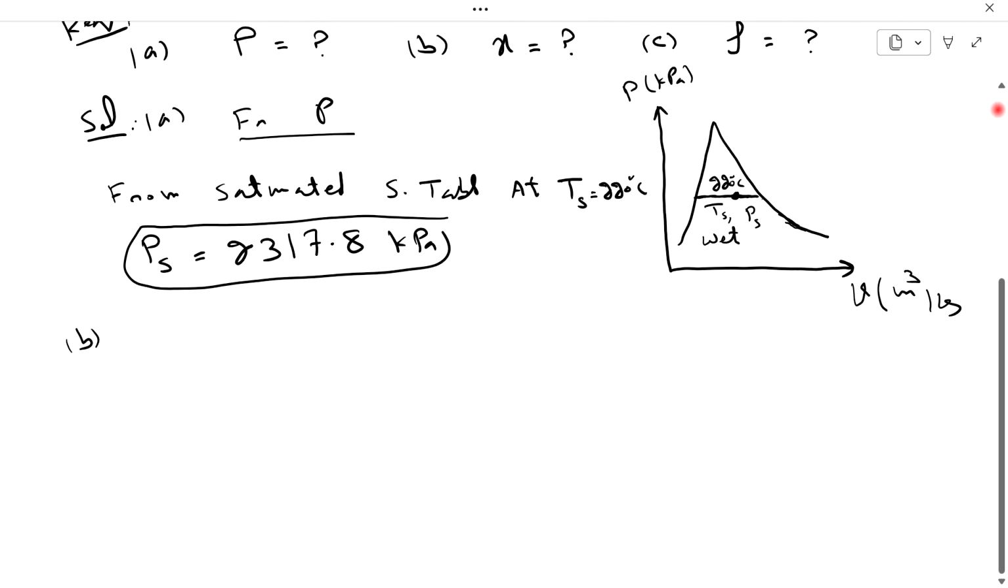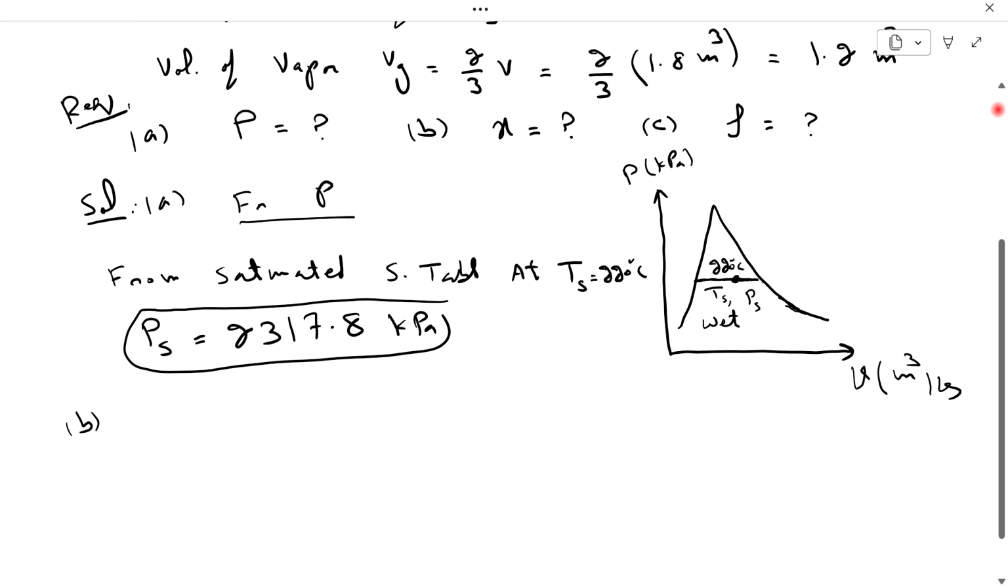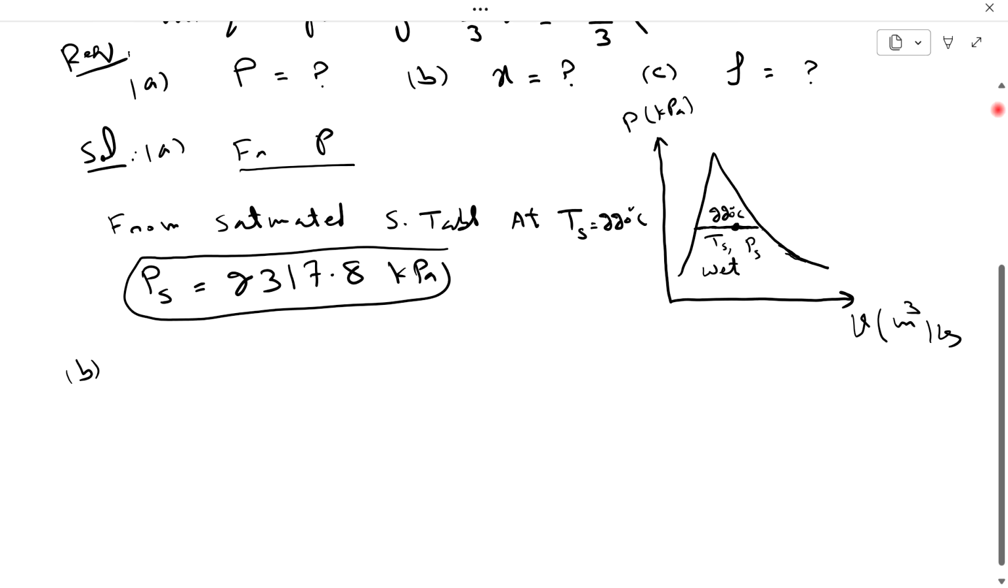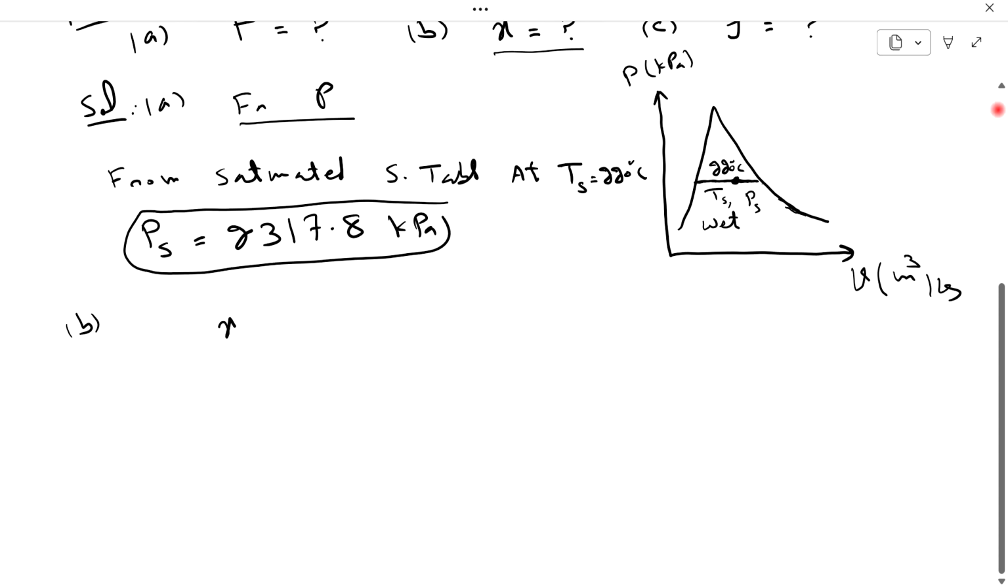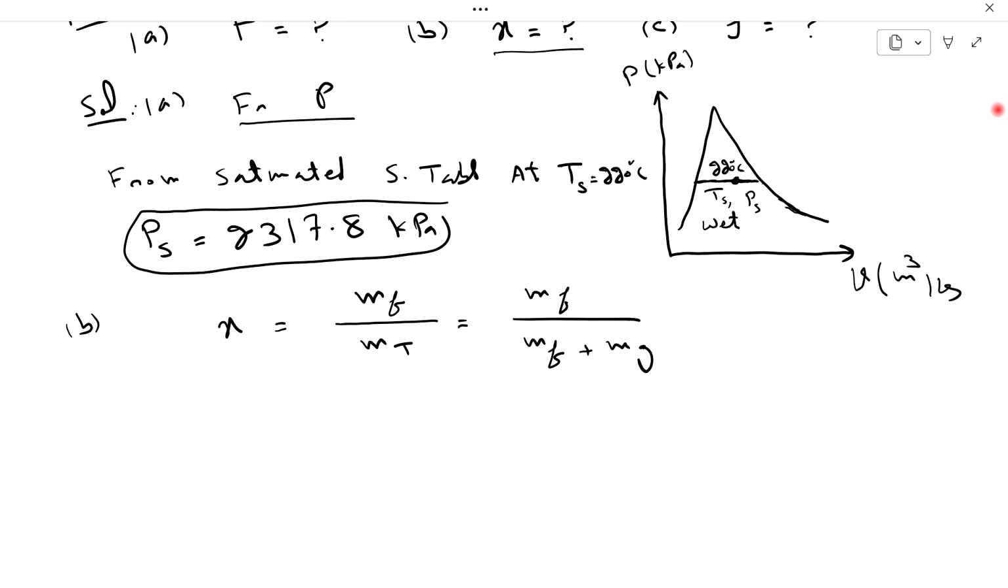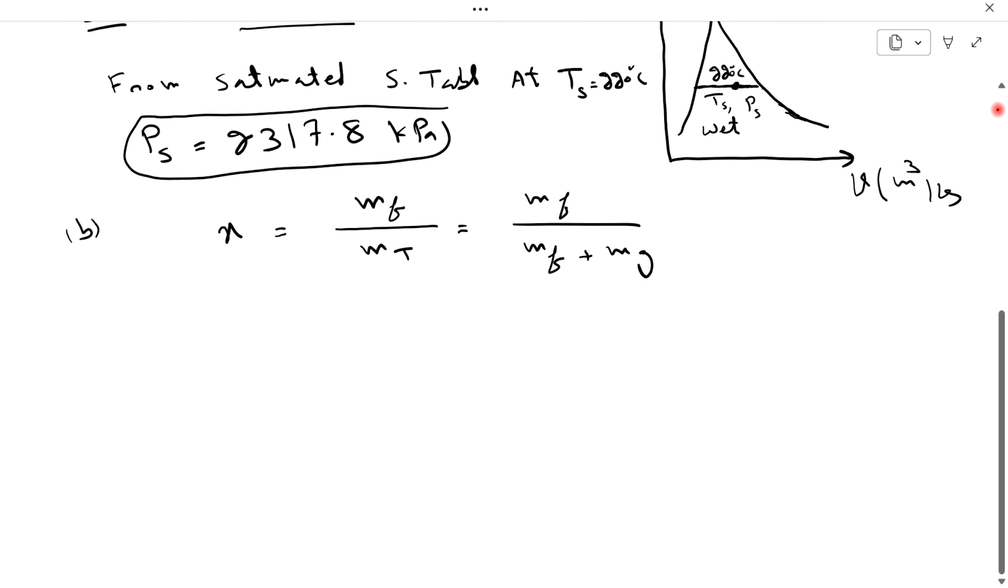Secondly, required is the quality of steam, X. The definition for quality of steam is mass of vapor divided by total mass, and total mass is equal to mass of liquid plus mass of vapor. So first we find mass of liquid and mass of vapor, then we can easily find the dryness fraction.